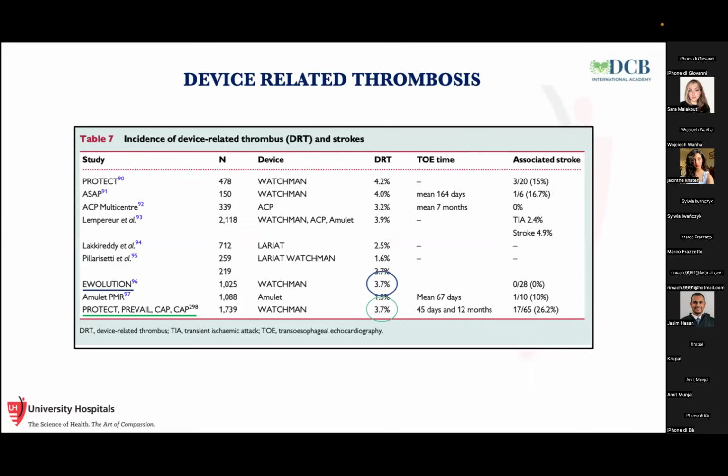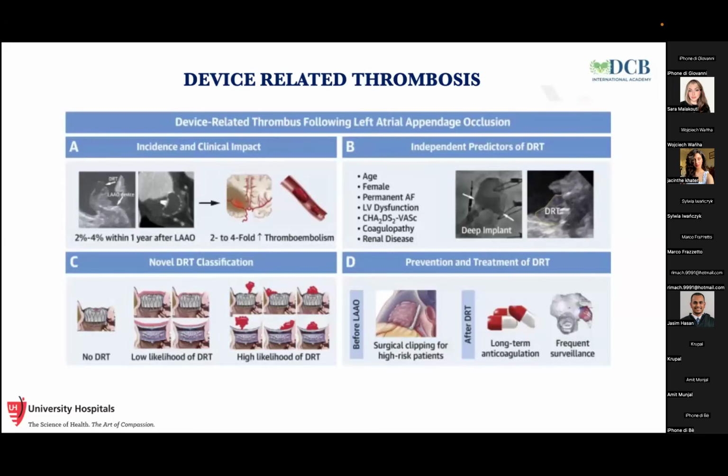So what I want to show you is that it's very important to understand that device-related thrombosis did not reduce over the years. In general, it's always a value of 3-4% of all patients, and it was not so dependent on the type of device or the antiplatelet regimen. So this is one of the aspects of this procedure on which we have to work to improve. Why is device-related thrombosis important? Because it increases the risk of thromboembolism 2 to 4 times, to 2 to 4% of patients within 1 year after LAO.